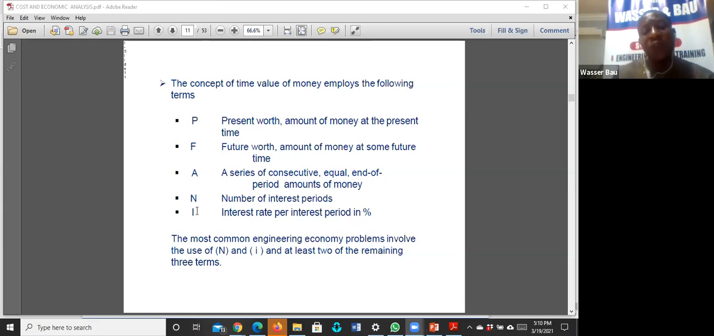If you don't know what the interest rate is, use inflation rates. My advice, just use inflation rates as a guide, or banking rate. Of course, banking rates, you know already. Good.